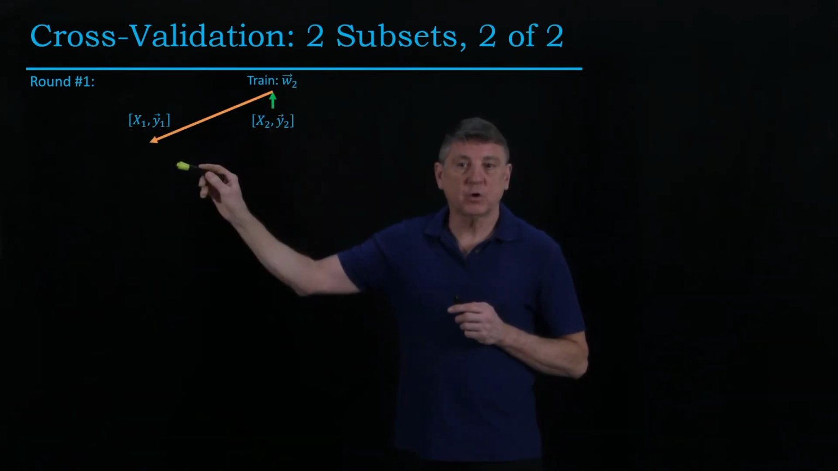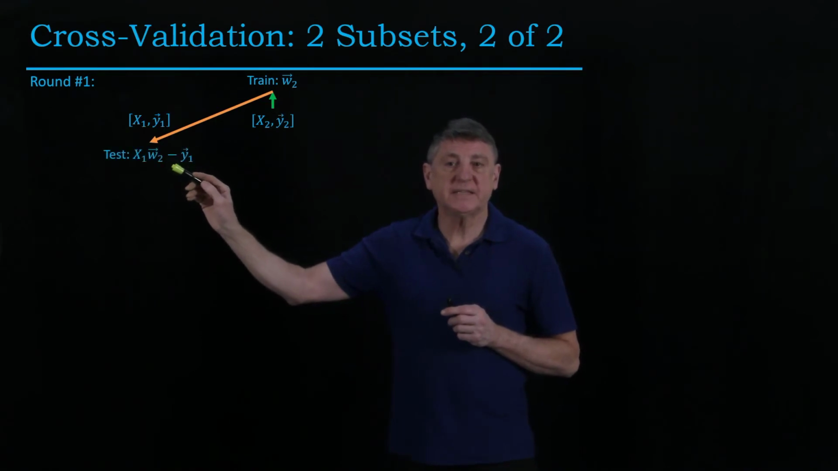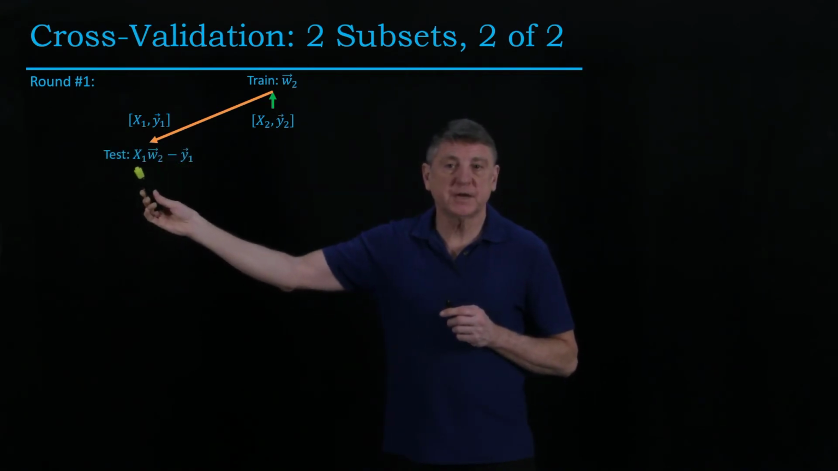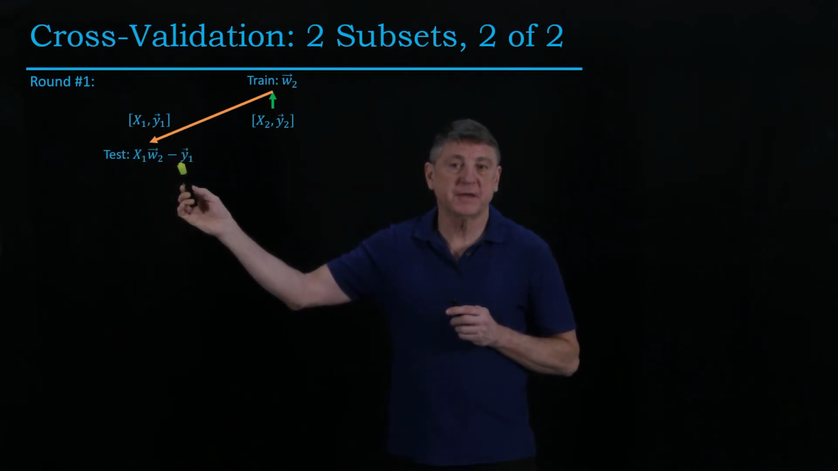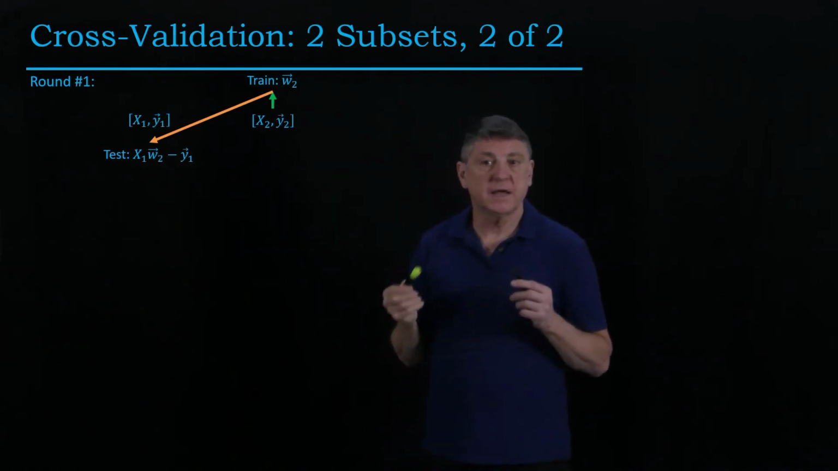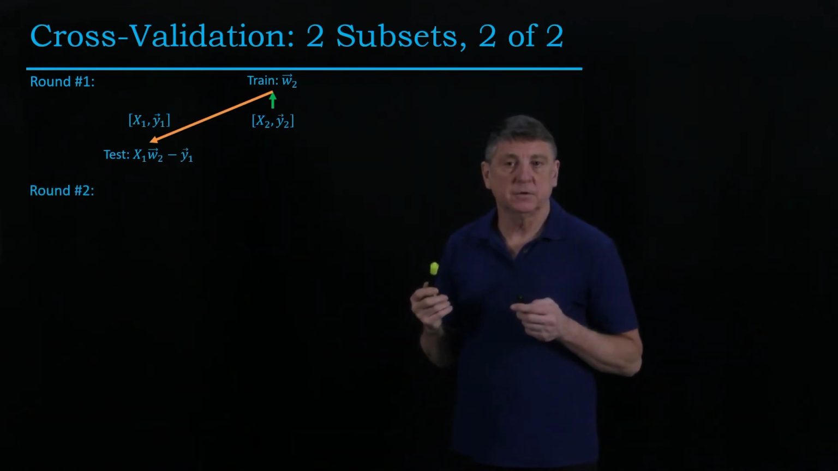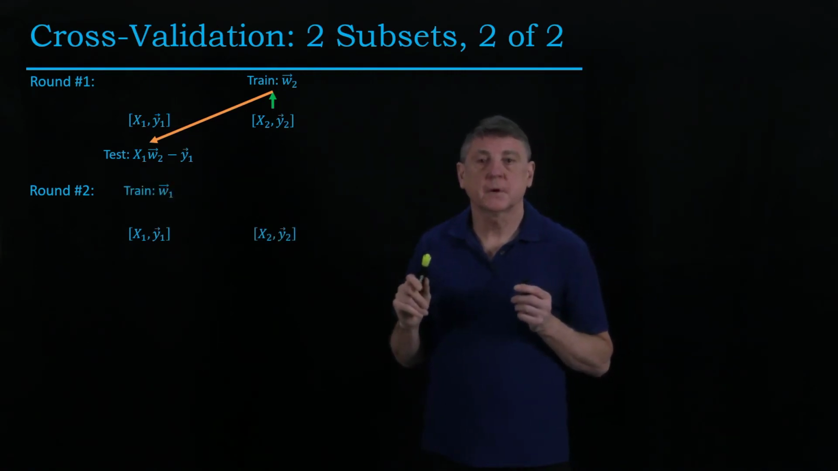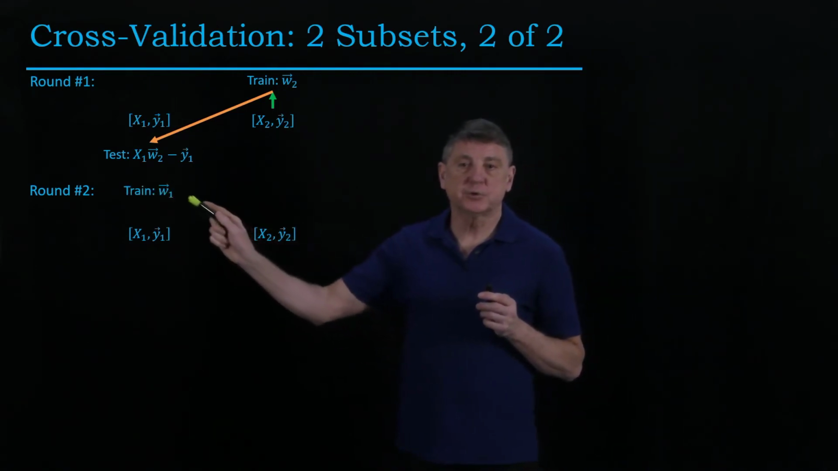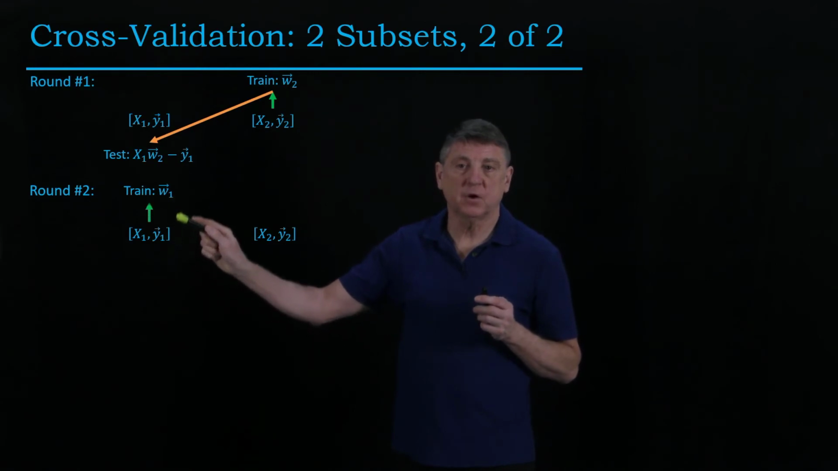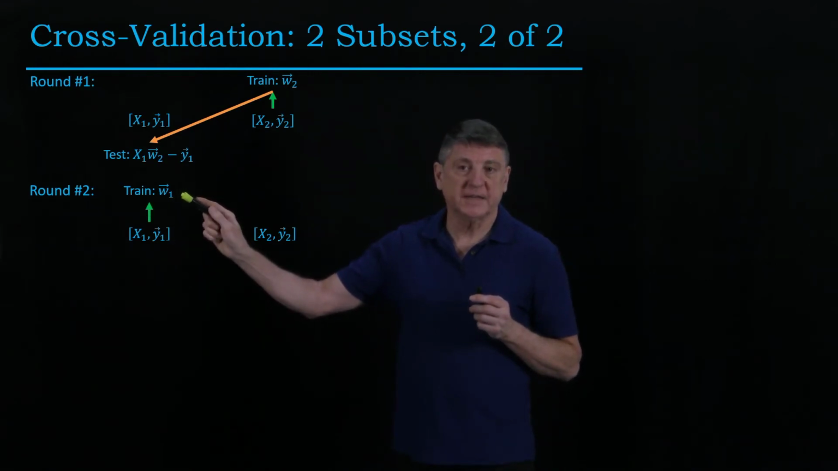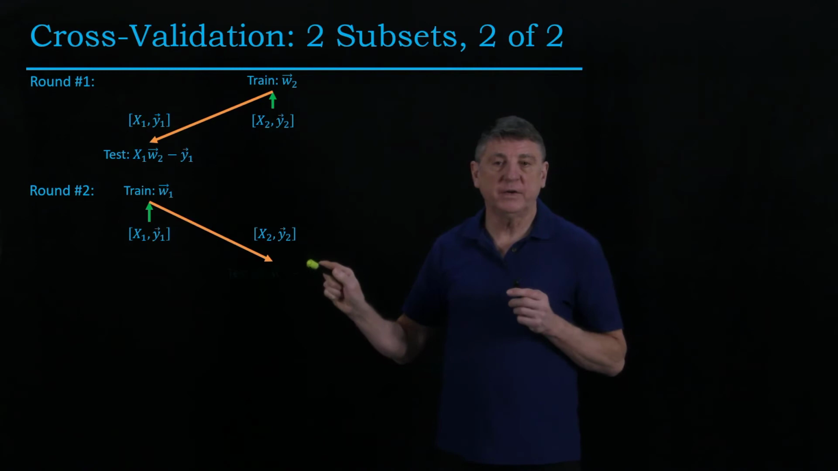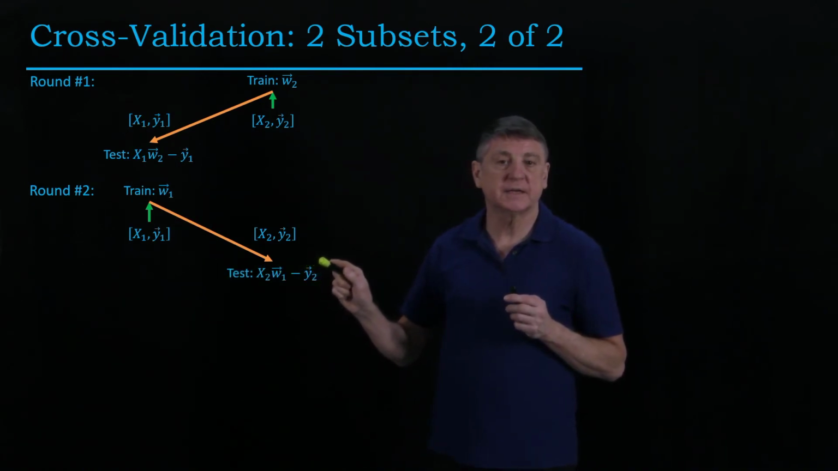We can then cross over and test it on the first design matrix and the first dependent vector. Likewise, in a second round, we have these two sets of data. What we can do is train our first weight vector on the first data set, and then cross over and test it on the second data set.